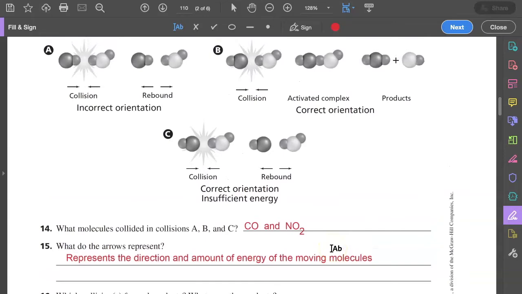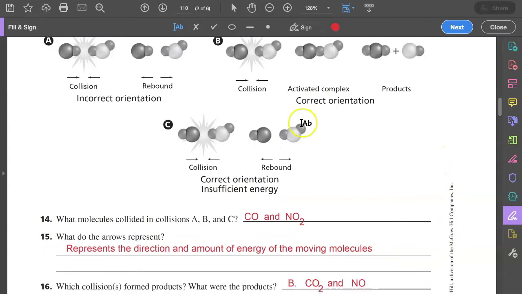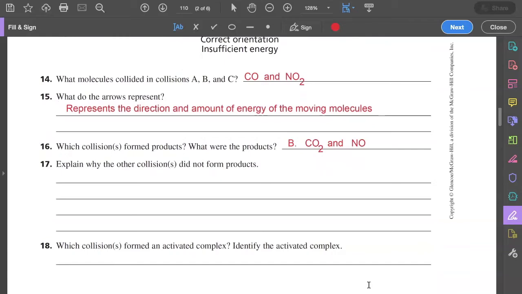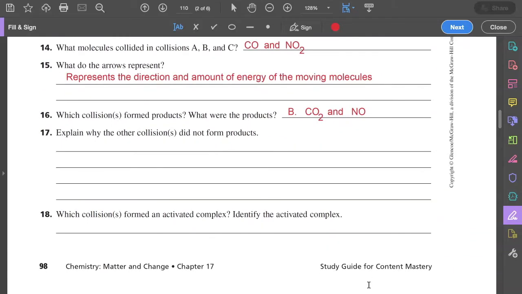Which collisions formed products? And what were the products? The answer, of course, is letter B. Letter B is the one in which we have the correct orientation, the correct amount of energy, and we form the products CO2 and NO. So right here, carbon dioxide and nitric oxide, another name for nitrogen monoxide. Explain why the other collisions did not form products.